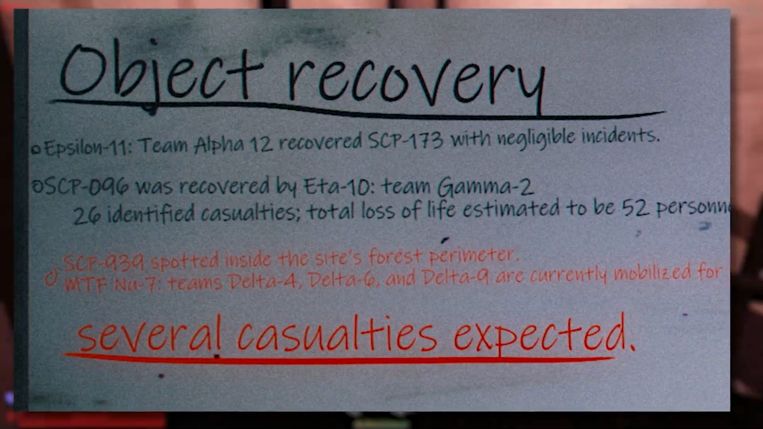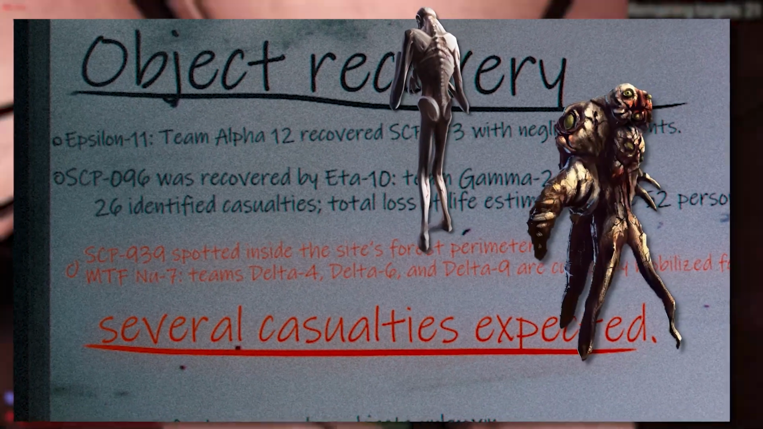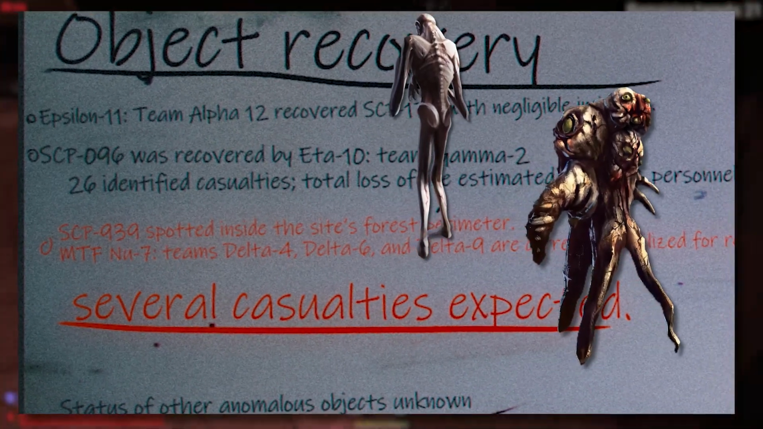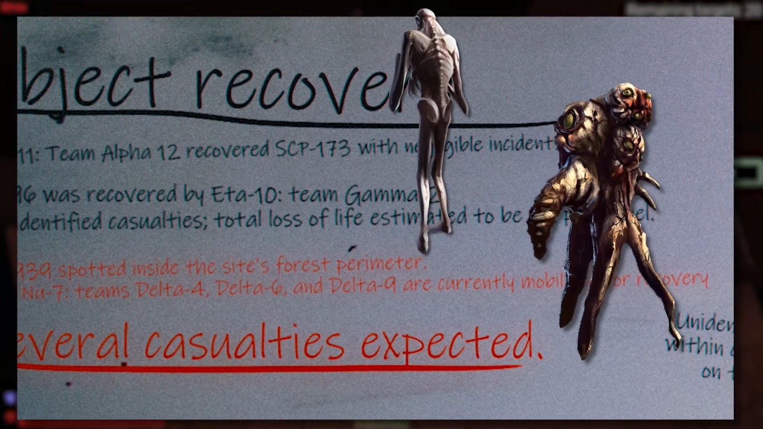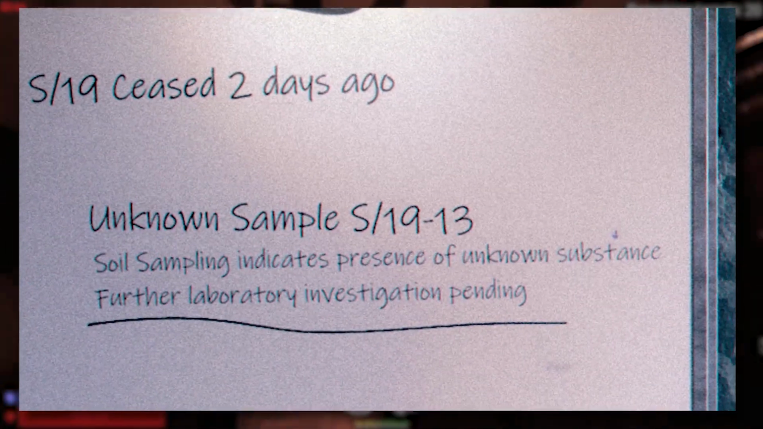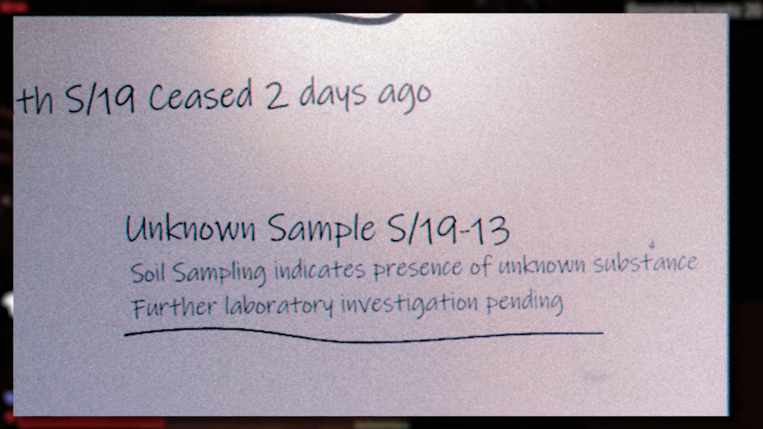We also see SCPs 096 and 173 in addition to 939 on the whiteboard, referencing the two other SCPs that we've gotten so far in terms of reworks for Secret Lab. Additionally, it mentions some unknown samples at the incident site. More on that in a moment.